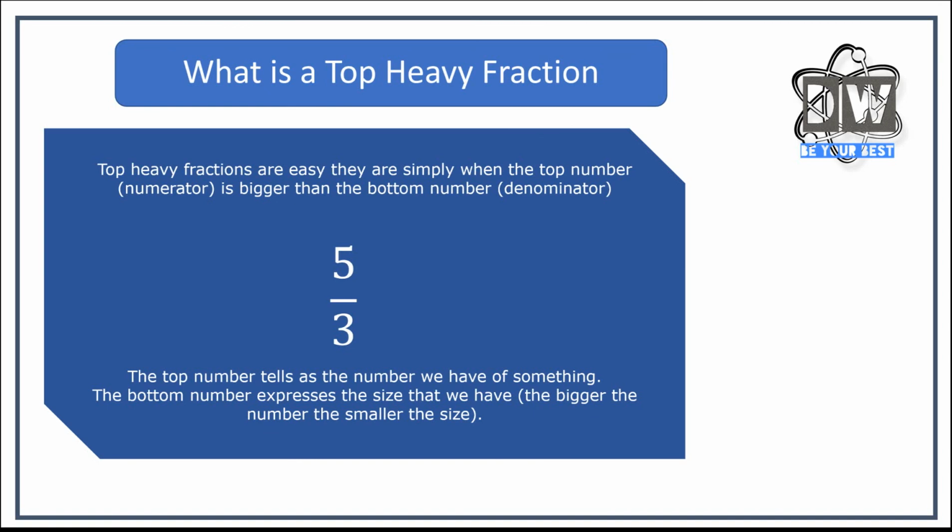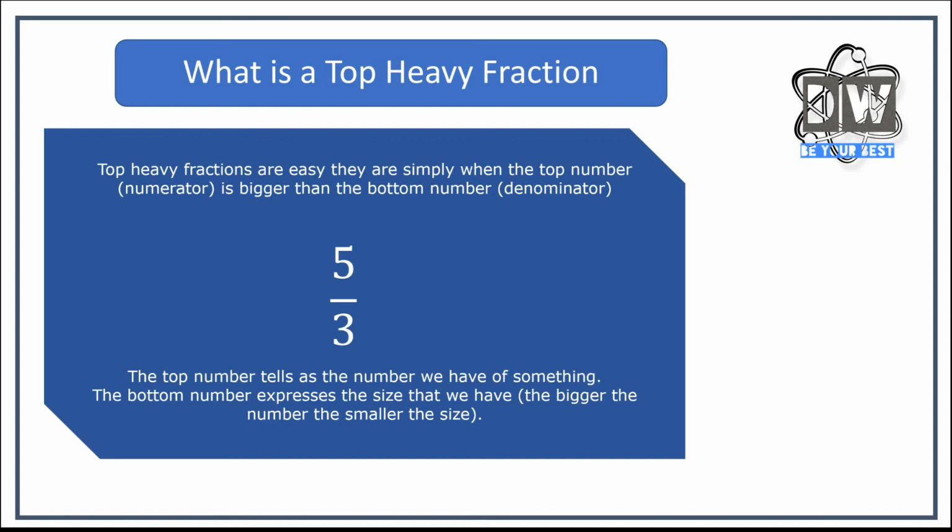Top-heavy fractions are easy. They're simply when the top number, the numerator, is bigger than the bottom number, the denominator. So here's an example. We've got 5/3 there. The top number tells us how much we have of something. The bottom number expresses the size that we have. The bigger the number at the bottom, the smaller the portion of the pizza that we're talking about. Now, in the past, we often talk about fractions being less than one. This is a good example about how they're more than one.